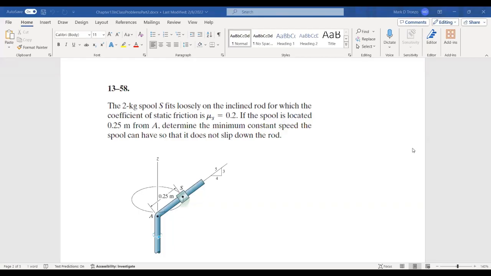Now we're going to look at this problem, 13-58. It says a 2 kilogram spool S fits loosely on the inclined rod for which the coefficient of static friction is 0.2. If the spool is located 0.25 meters from A, determine the minimum constant speed the spool can have so that it does not slip down the rod.